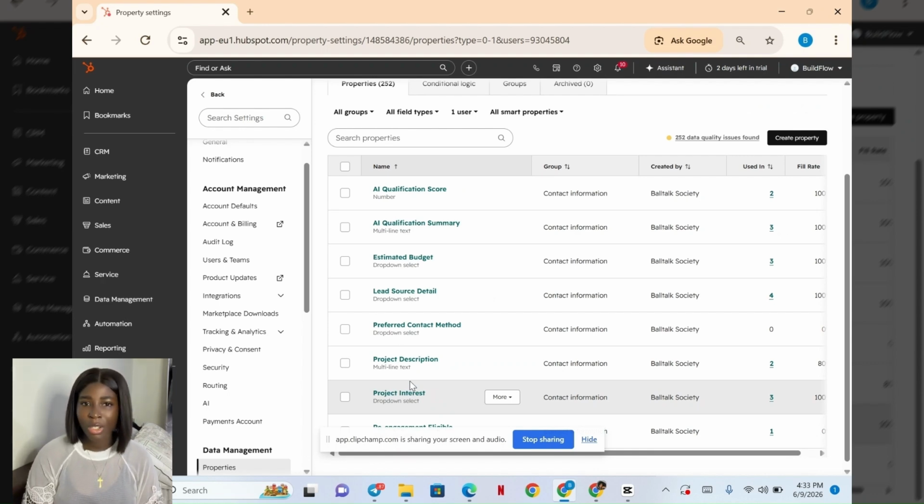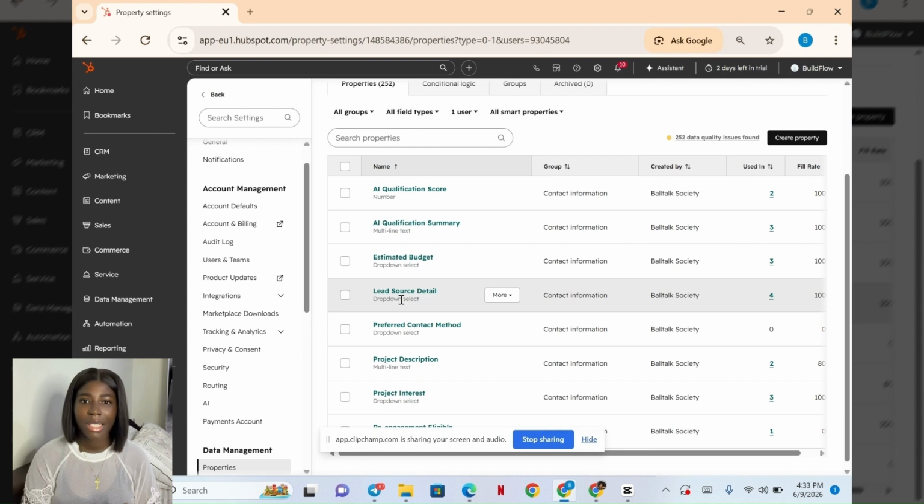Now, what is the lead source? The lead source details is where it tells where the lead is coming from. Is it coming from Google Ads? Is it coming from Typeform? Where is this lead coming from?